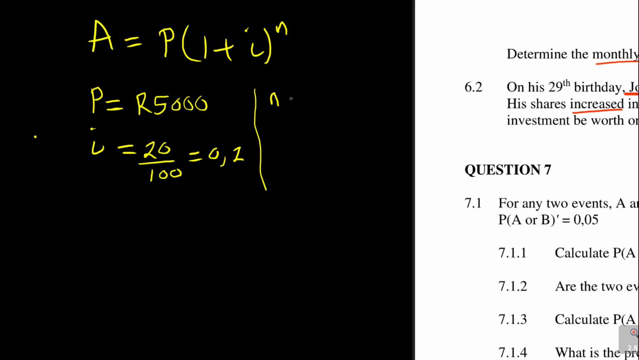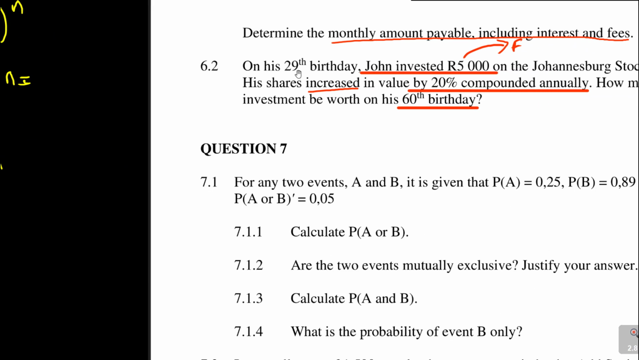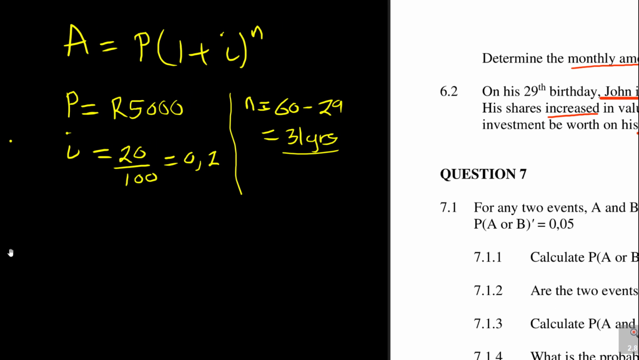What about our n? He started on his 29th birthday, and then he's going to finish on the 60th. So it's simple. 60 minus 29 is equal to 31 years. So these shares have been there for 31 years. Alright, so now we put this in the formula. A is equal to P, which is 5,000, times (1 plus 0,2) to the power 31.